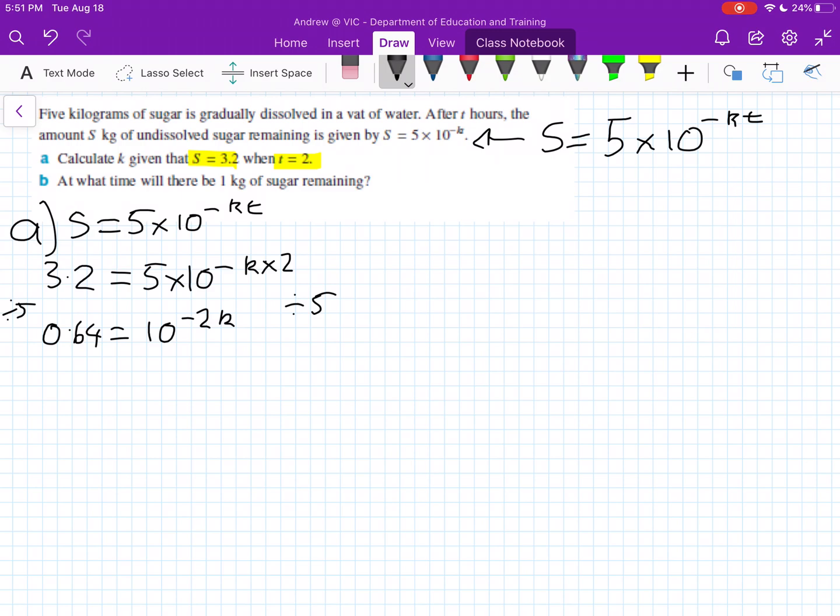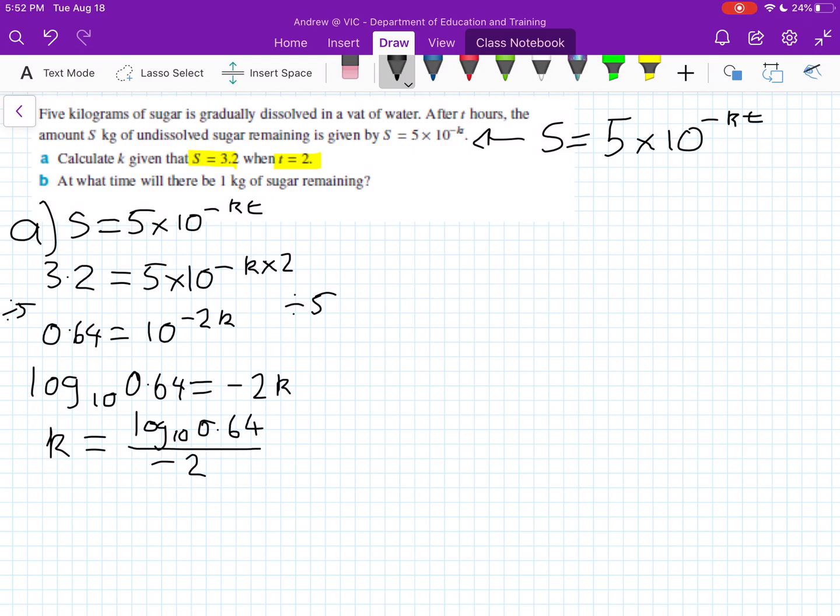So here this will convert to log base 10 of 0.64, and this is going to equal negative 2k. So to find k, we need to divide log base 10 of 0.64 by negative 2, and that will find our k value. You'll put it in your calculator and you'll get a value of around 0.09691. I think there's a few more decimal points there. So that's the value that you do end up coming out with.